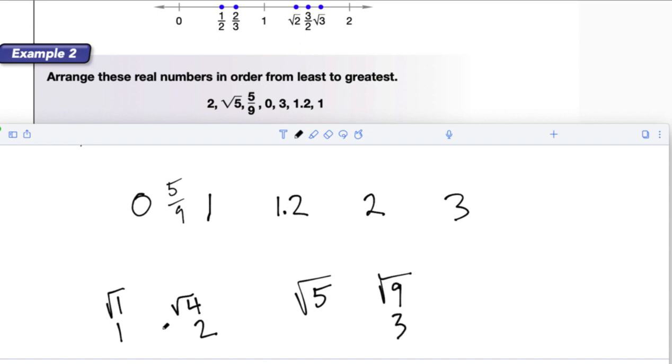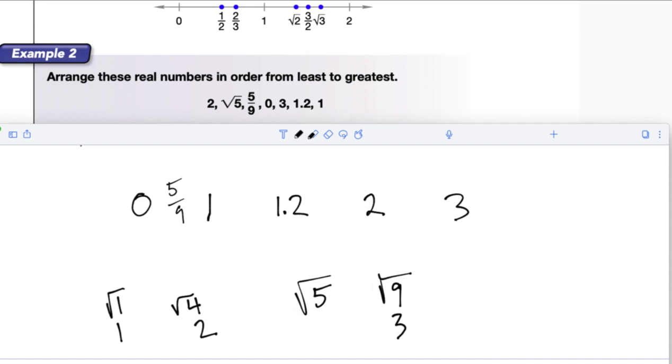Because I've got 1, 2, then 3 here, I know that this number, the square root of 5, has to be between 2 and 3. I'm going to say it again. Because I've got 1 and 2 and 3 here, by taking the square root of 1 and the square root of 4 and the square root of 9, when I take the square root of 5, I know it must be between 2 and 3.